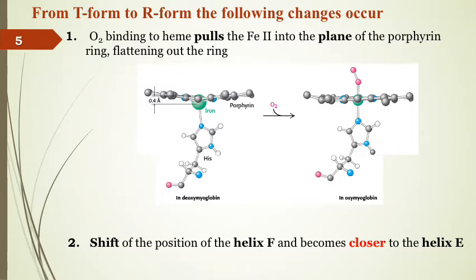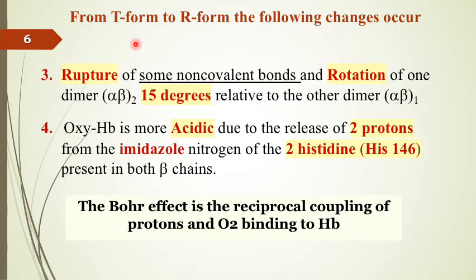We're going to see another figure. Binding of oxygen leads to rupture of non-covalent bonds, which are hydrogen bonds and hydrophobic interactions found between the two dimers of hemoglobin, and rotation of one dimer, one alpha and beta subunit, by 15 degrees relative to the other alpha beta subunit dimer. Alpha beta 1 and alpha beta 2 will rotate over each other due to rupture of the chemical bonds by binding of oxygen.